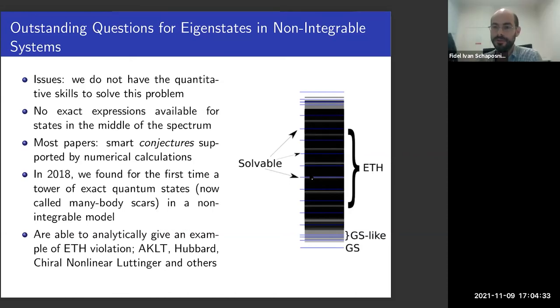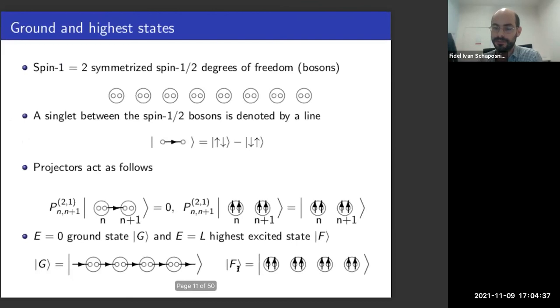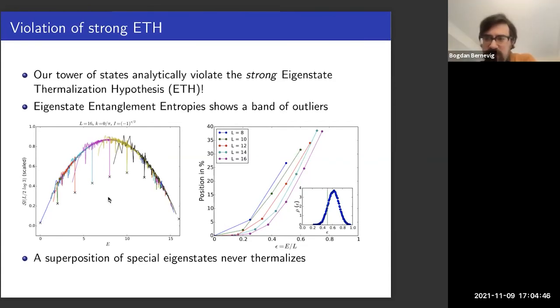So you're saying that the only way to break ETH for now is scars. So you should be looking at scars and maybe trying to prove this other property you just mentioned. Yeah, the only way to break ETH if you don't have many-body localization or integrability is this way. That's the statement. So you're certainly right.